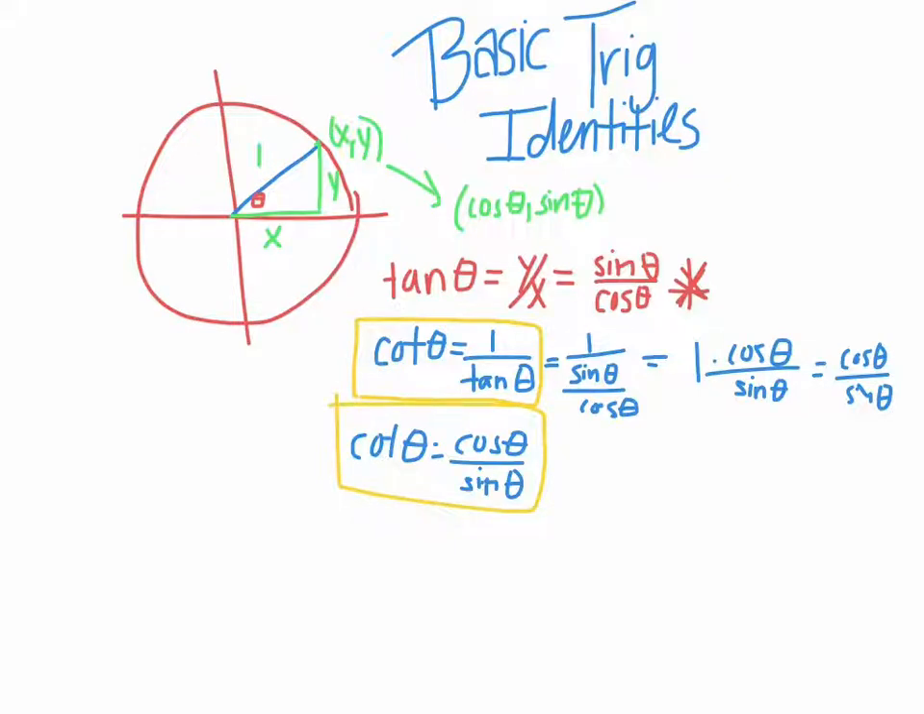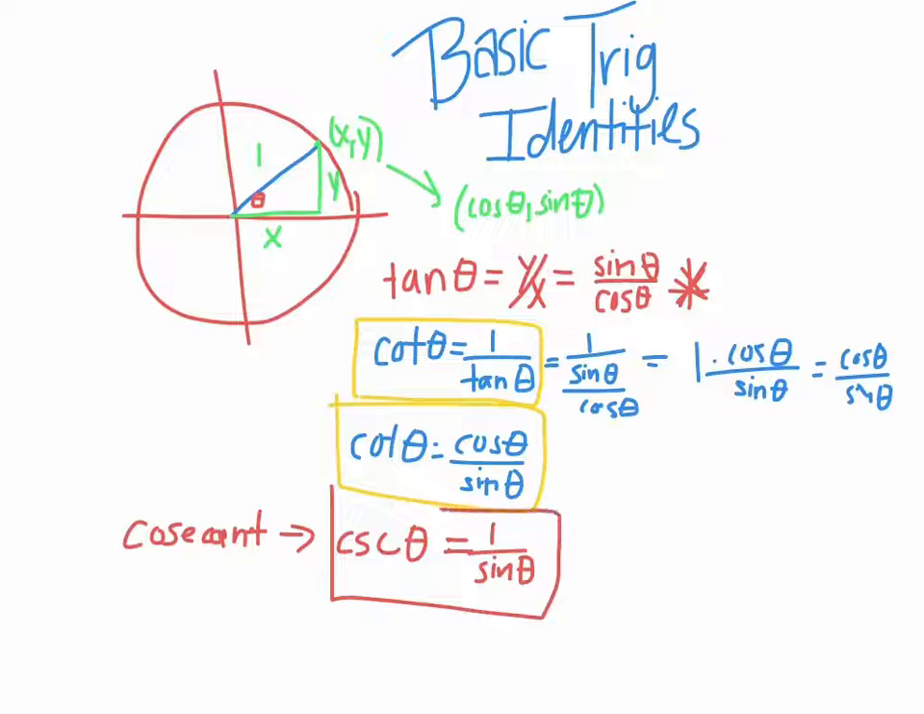Okay, so just like tangent has a reciprocal identity, which is cotangent, sine and cosine do as well. So there's one called cosecant. I'm going to spell it out for you, but the abbreviation for it is CSC. So the cosecant of theta is defined as 1 over sine. It's weird, I know, you would think cosecant would go with cosine, but it doesn't. Cosecant goes with sine.